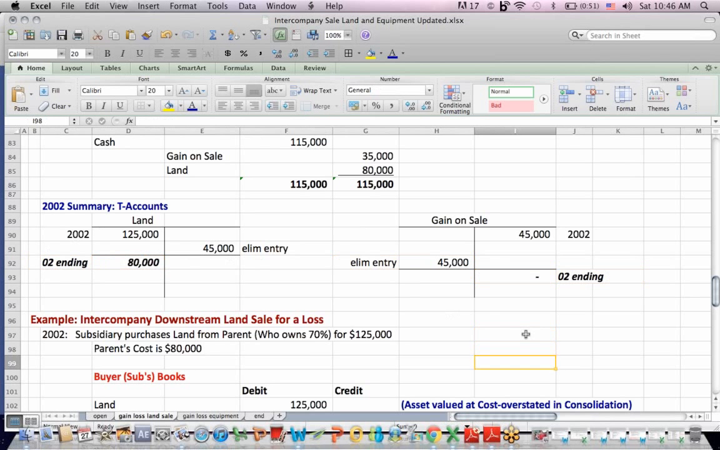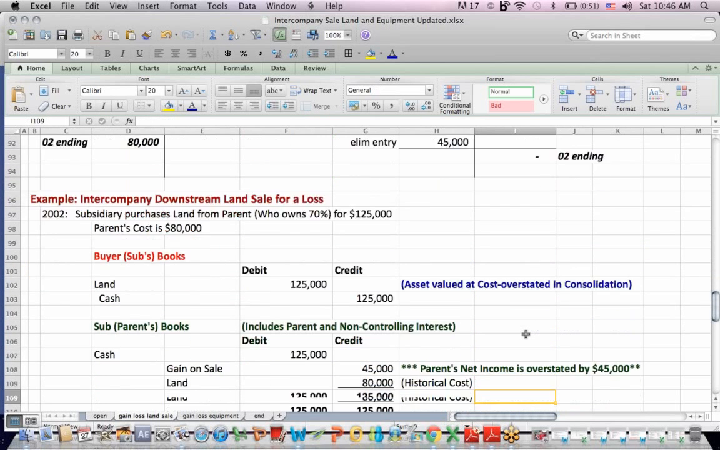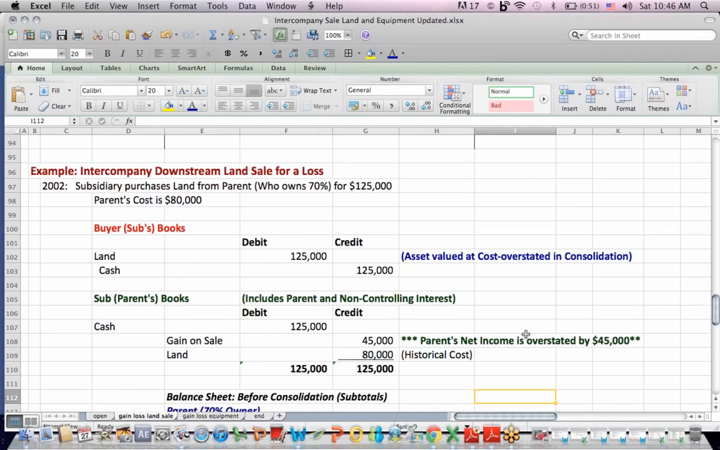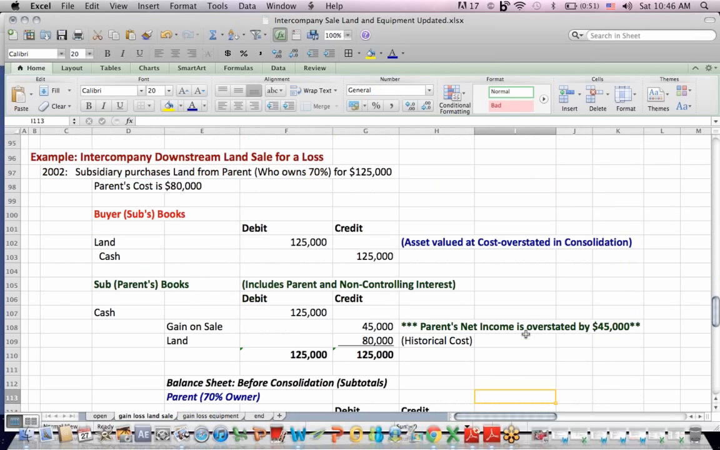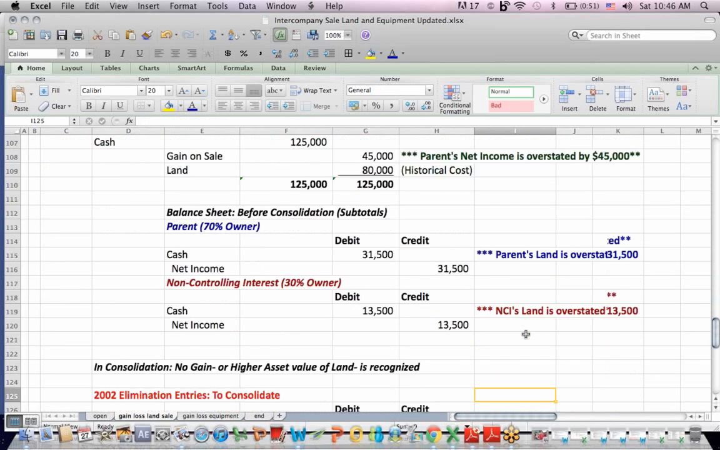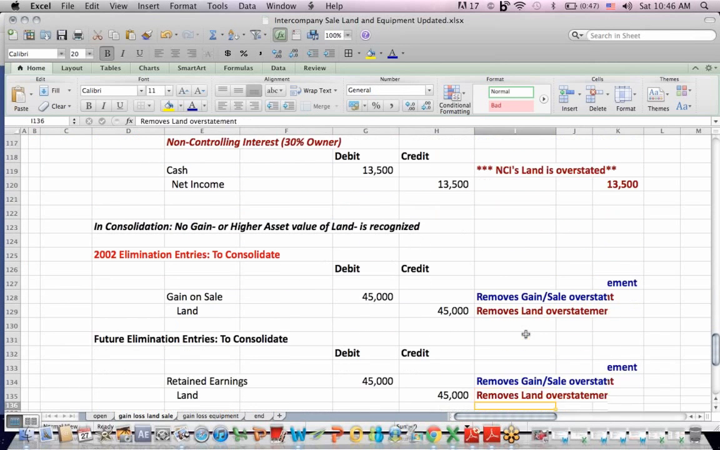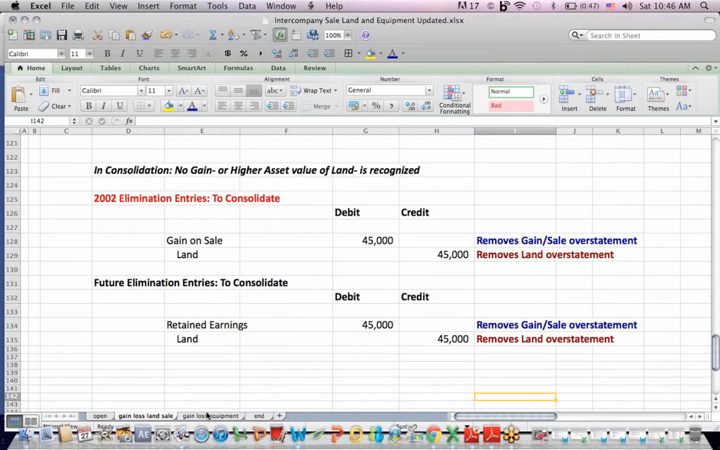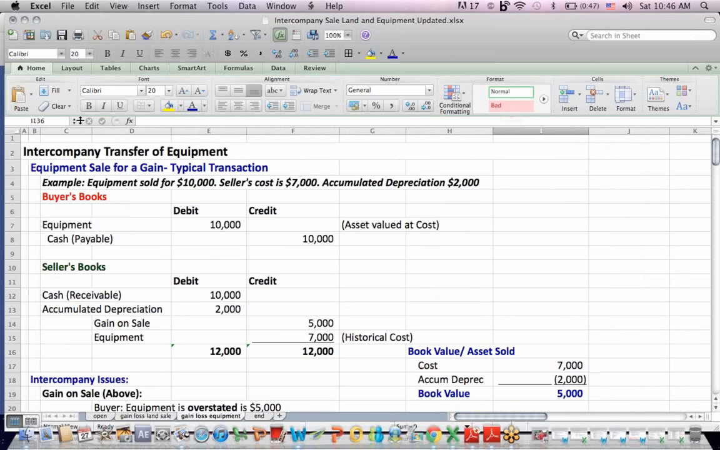One more. What if the land was sold for a loss? I'm going to jump over to an equipment transaction.